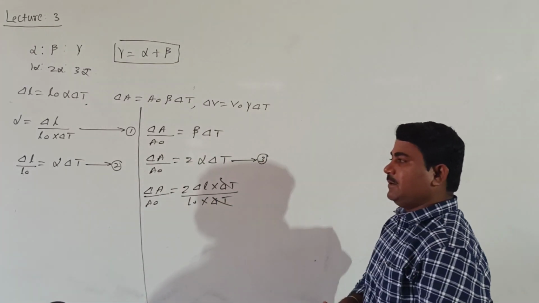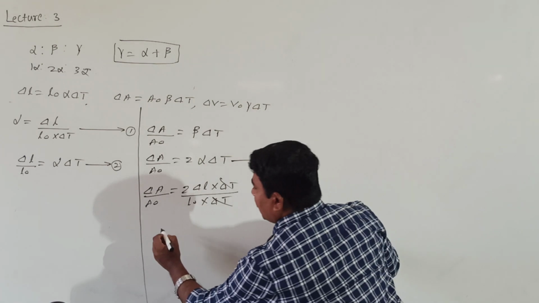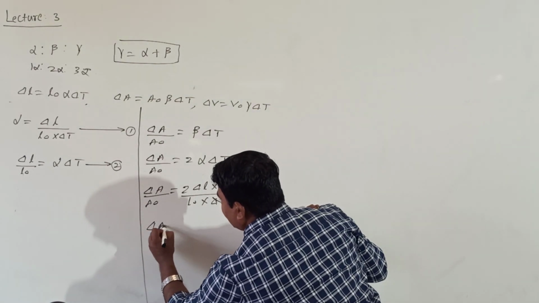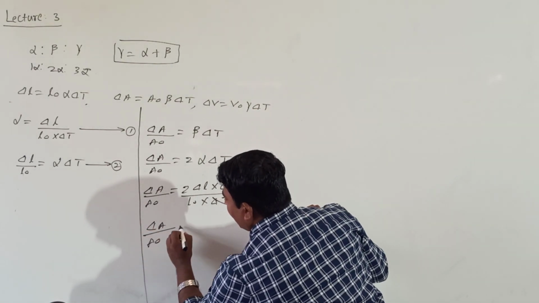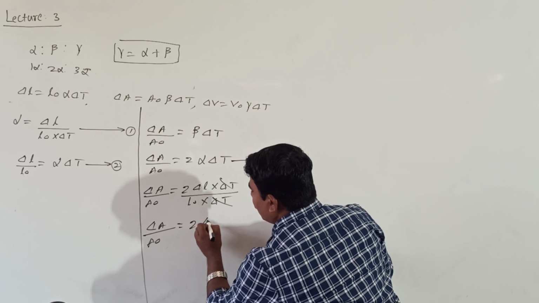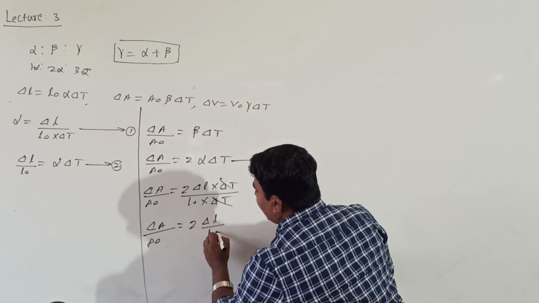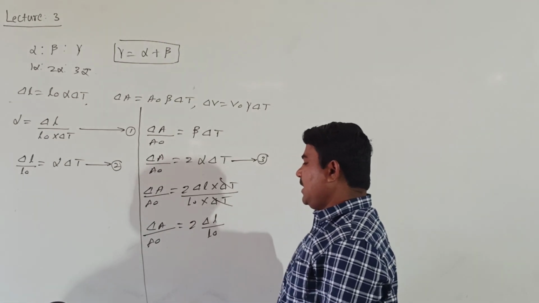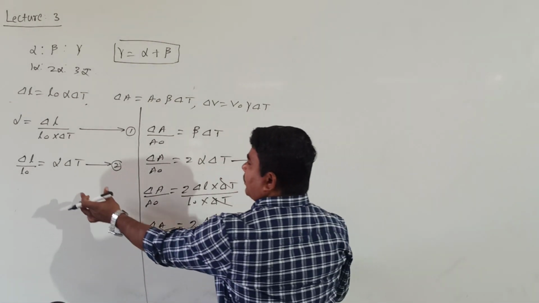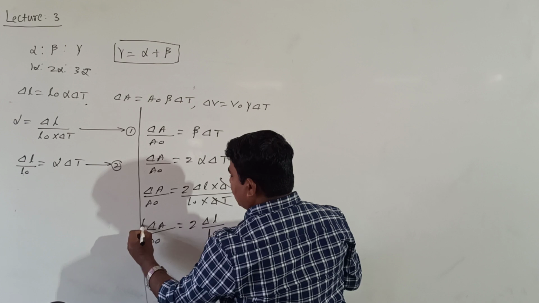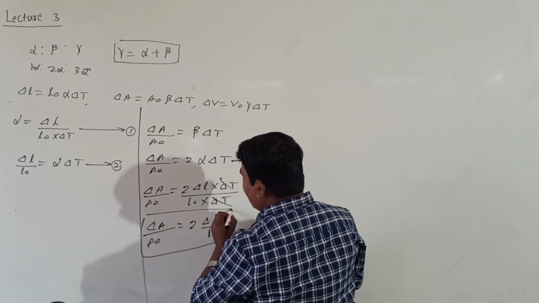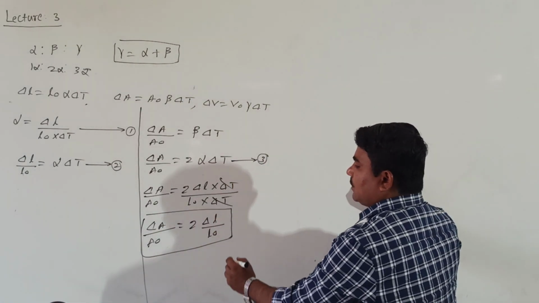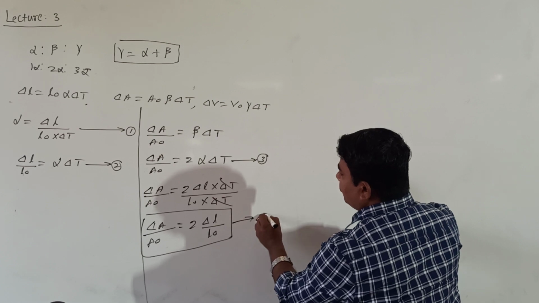Delta T gets cancelled. Then how to represent fractional change in area? Del A divided by A0 equal to 2 del L divided by L0, which is again 2 alpha into delta T. This is the fractional change in area. You can represent it like this. Shall I call this equation number 4?